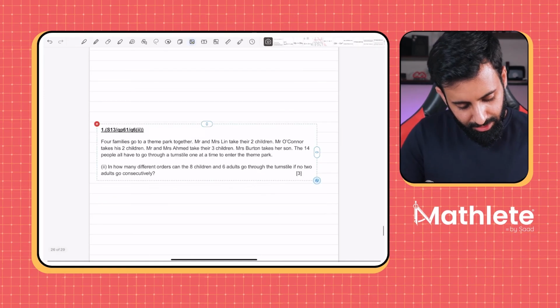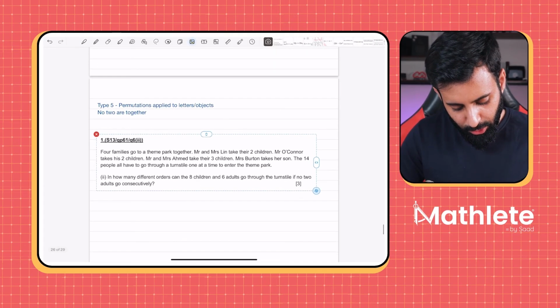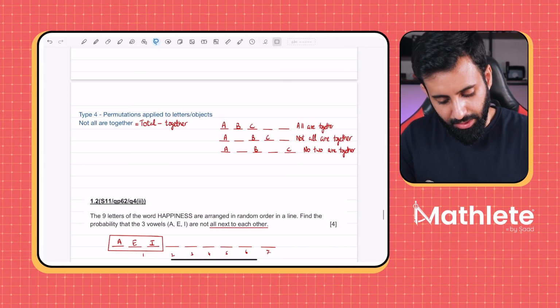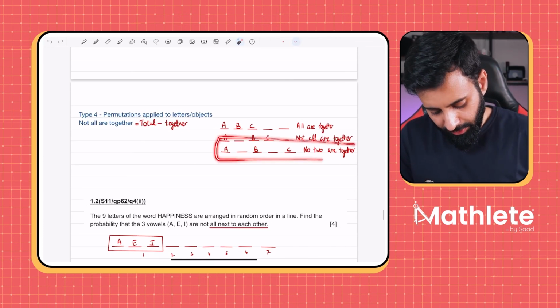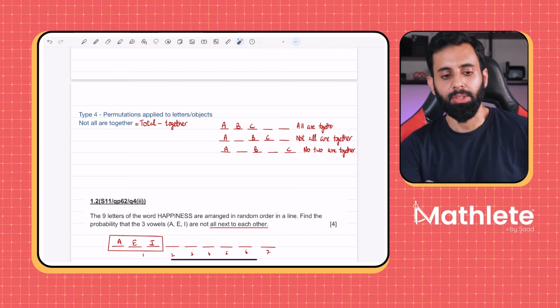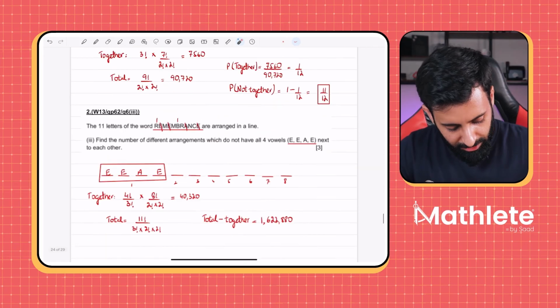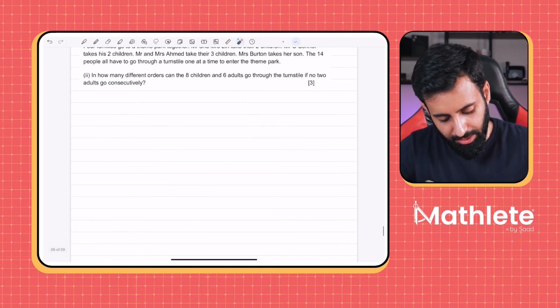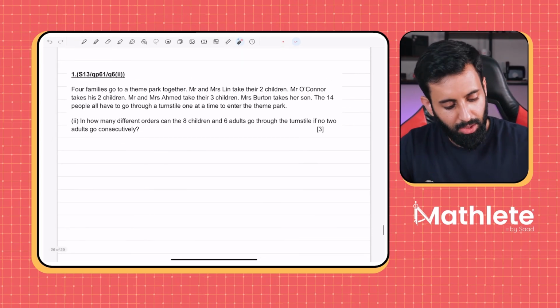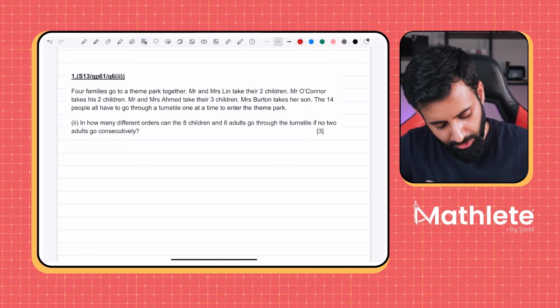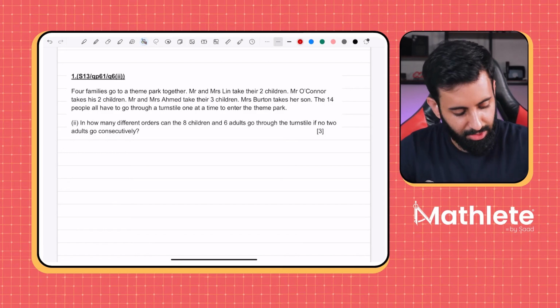Now type 5 is basically the type where no 2 are together. So if you recall, this is basically type 5. If you're talking about people, or if you're talking about objects, we have to make sure that they're all separated, okay? Now, once again, there's a standard way of solving questions like these, and if you follow this standard rule, I can guarantee that you will get, inshallah, every single question right, okay? So let's read this question, see what it says.